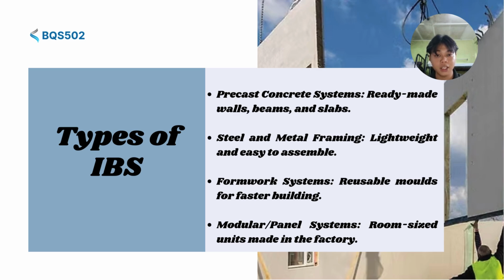Second is steel and metal framing, which is lightweight and easy to install. Third, we have formwork systems like aluminium or tunnel form, which speed up the traditional concrete work. Lastly, modular or panel systems, where room-size units or wall panels are prefabricated and assembled quickly. These different types allow IBS to be flexible for various building needs.